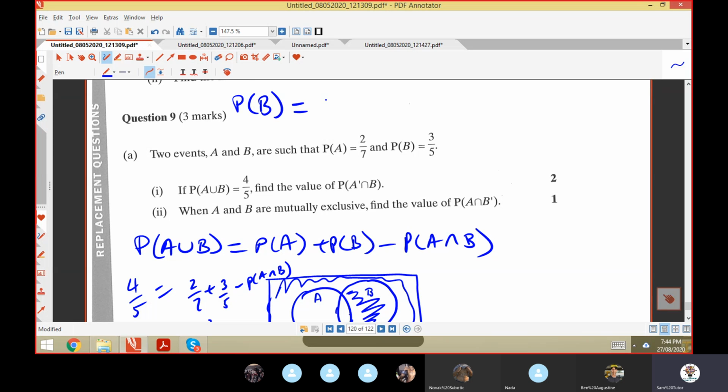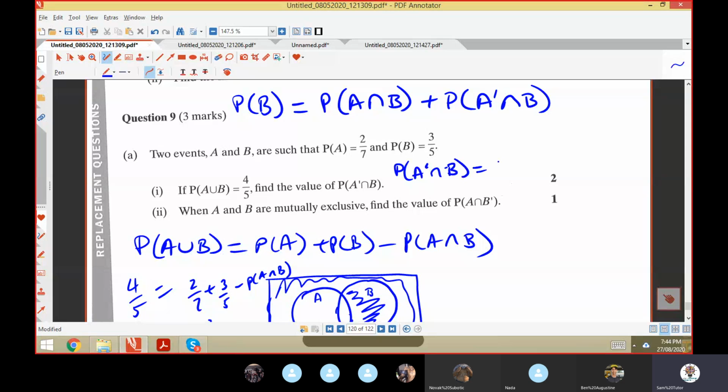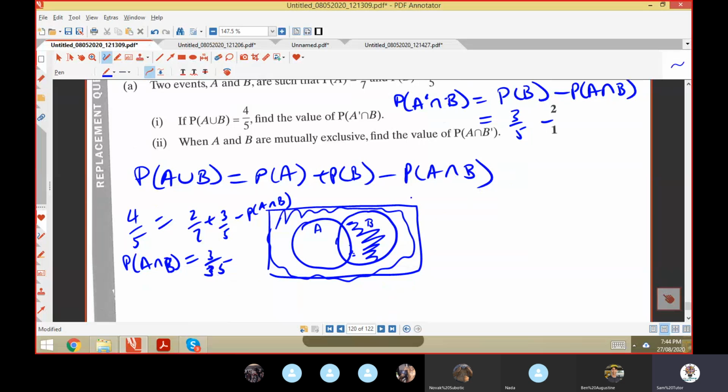Probability of B is obviously equal to the probability of A and B plus the probability of not A but still getting B. Does that make sense? So then the probability of not A and B is equal to the probability of B minus the probability of A and B. And the probability of B is 3/5, minus the probability of A and B, which we just worked out here, is 3 on 35.